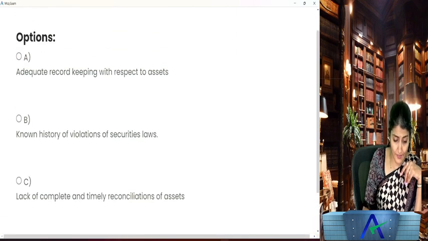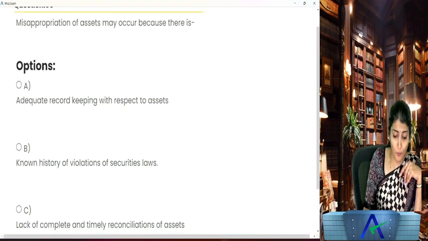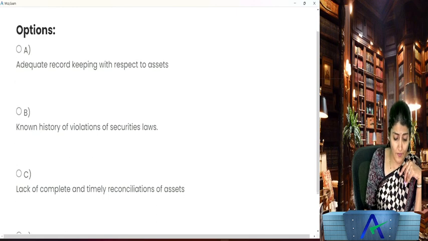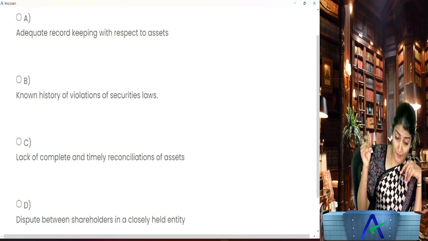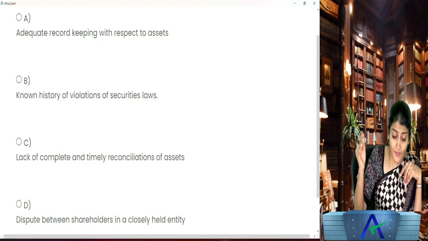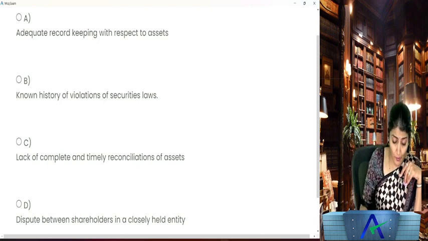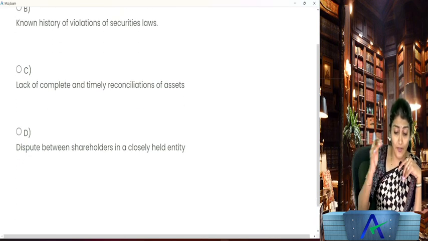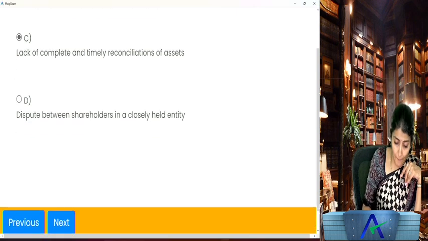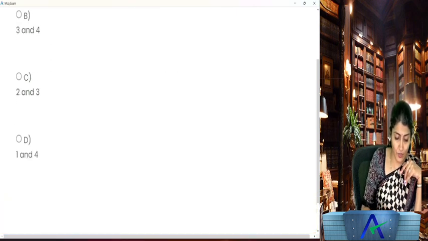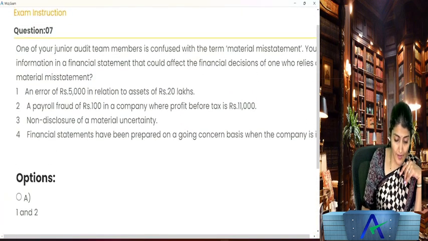Are you getting that? Okay, right. Then misappropriation of assets may occur because there is a, what does it say? Inadequate record keeping with respect to the assets, known history of violating the securities law, lack of complete and timely reconciliation of the asset, or a dispute between the shareholders, right? Lack of complete and timely reconciliation of the assets. Okay, right.